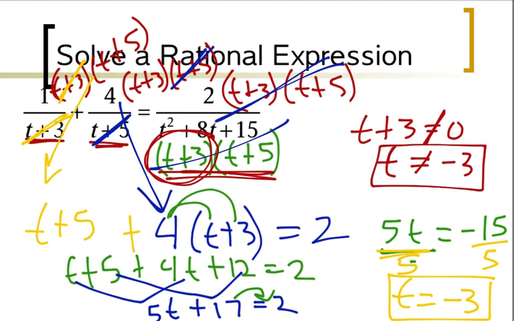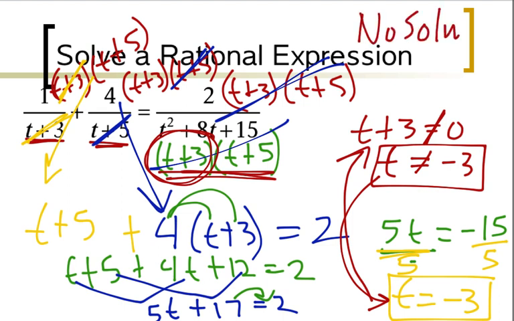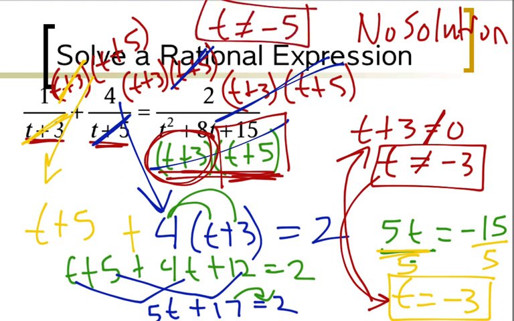So again, in this problem, I have no solution because the only solution that I got as an answer causes the denominator to become 0. So it's actually invalid. No solution would be your final answer here. Okay. Now at the beginning I probably should have also checked that t plus 5 can't equal 0. In other words, that t couldn't have equaled negative 5 also, but it doesn't matter in the end here.